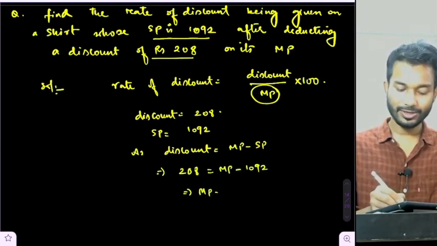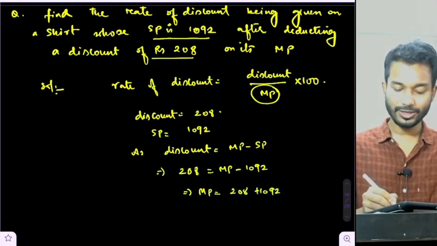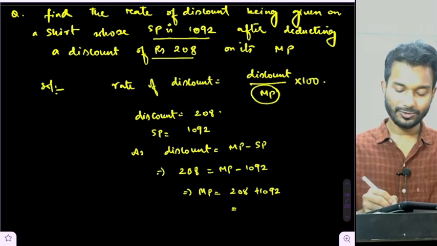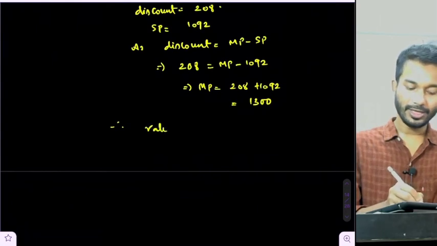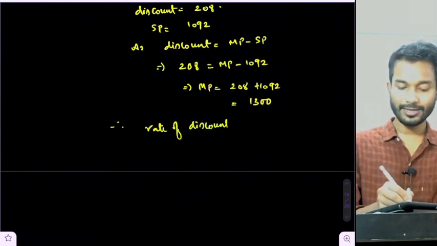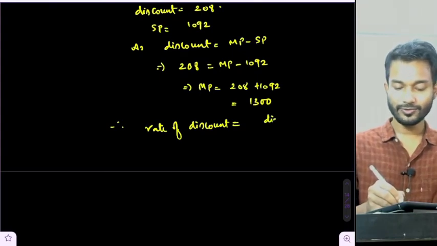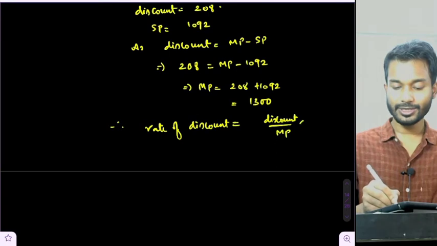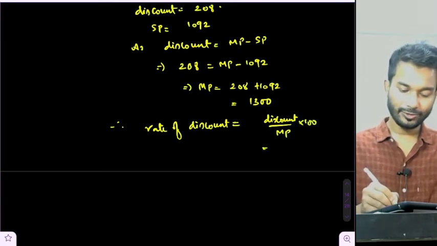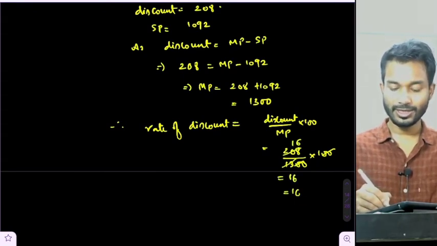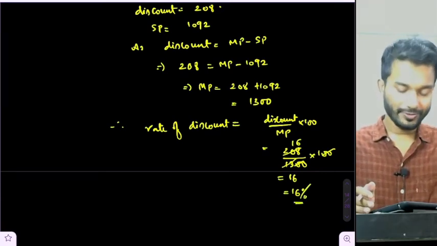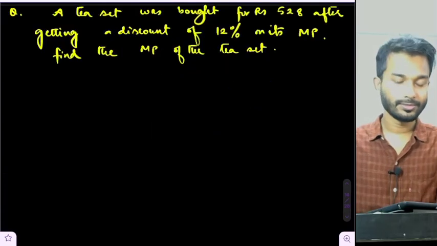So mark price will be 208 plus 1092, which will be 1100 plus 200, 1300 rupees we are getting. Therefore, percentage discount, or rate of discount, again I am putting the values: discount by mark price into 100. Discount is 208 rupees. This is 1300 rupees into 100. Zeros cancel out. 13 ones are 13. 13 sixes are 78. 16 we are getting, but when you tell the answer, we'll write it as 16%. I hope you have understood the problem. See the next question now.